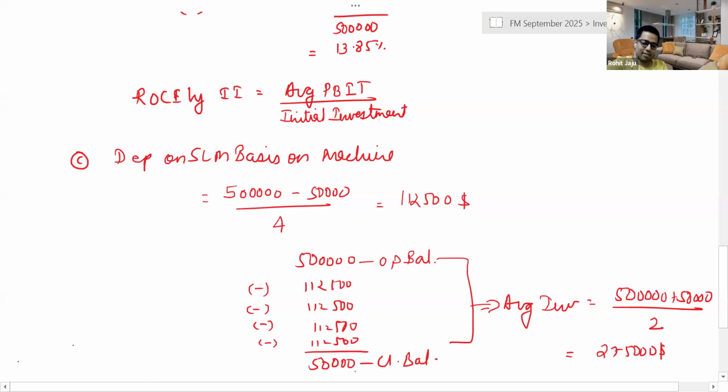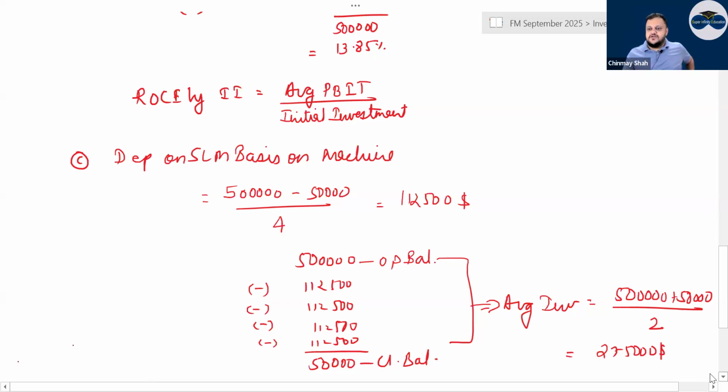A lot of students ask: closing balance, why are you adding? We deduct initial investment, why are you adding scrap value? See, at the 4th year end, you are going to give depreciation before sale of the asset. If you don't sell the asset, the closing balance will be how much? 50,000. Correct? Okay, everybody?